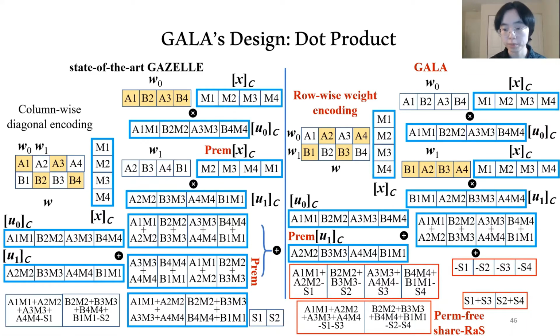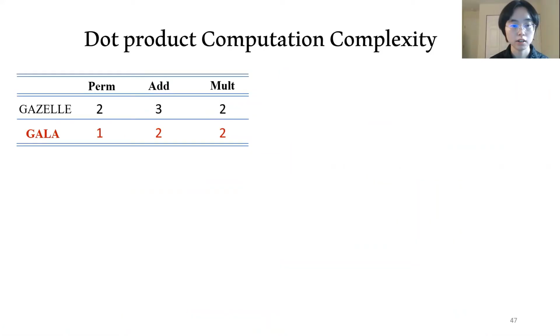We call this kind of plaintext calculation between the client and the server the perm-free share-RAS method. We can see that GALA can reduce the perm operations by this method and reduce the cost in the dot product. For the above example, GALA can reduce the perm operations by half, which results in nearly 2 times speed up.